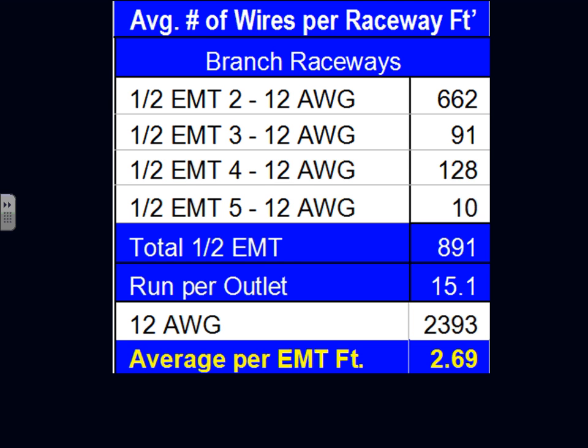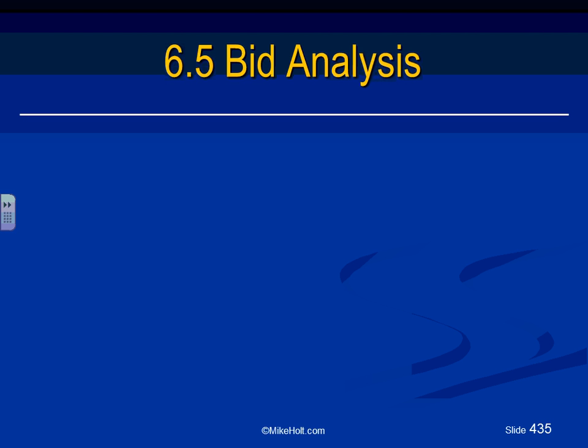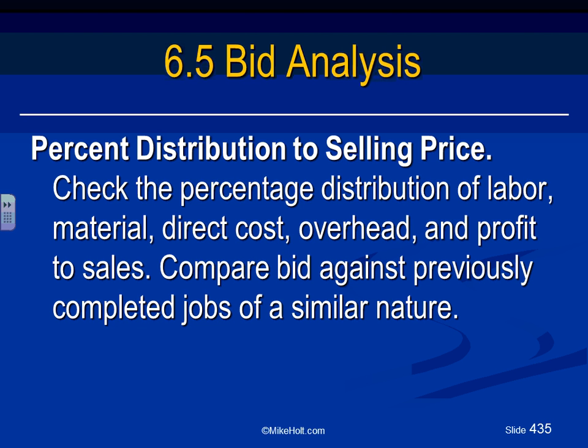That will be the average per EMT foot. Every foot of EMT conduit will get you 2.69 feet of wire. Long story short, guys, this is supposed to get you a flag. And here's the flag if it's different than certain values. That will be a flag. Again, you're checking, you're flagging your project before you send it.